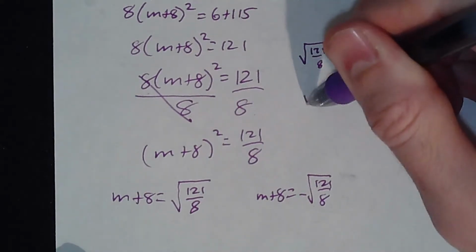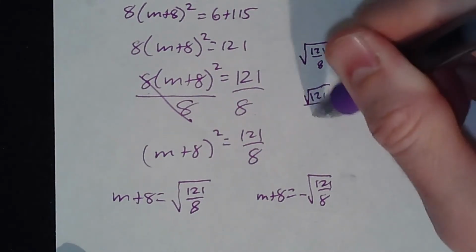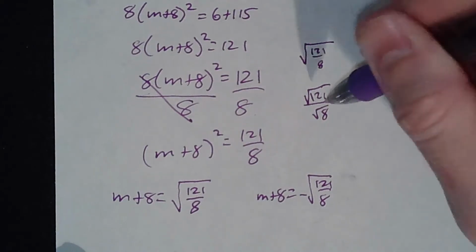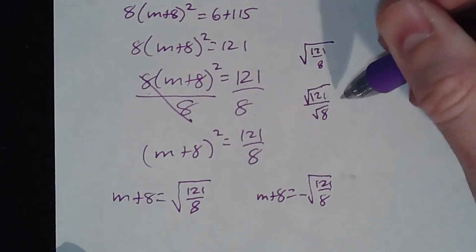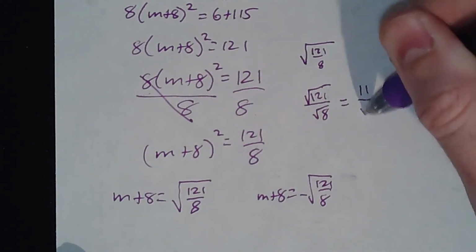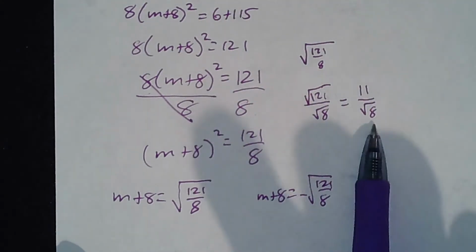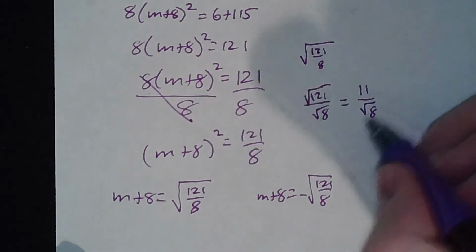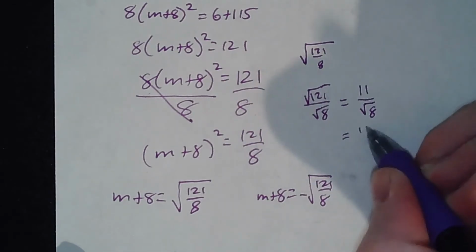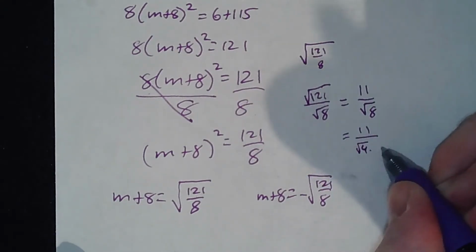And that's going to be the square root of 121 on the top, the square root of 8 on the bottom. Now the square root of 121 is 11 right away. We can just write 11 over the square root of 8. But the square root of 8 can reduce. Square root of 8 reduces to square root of 4 times square root of 2.